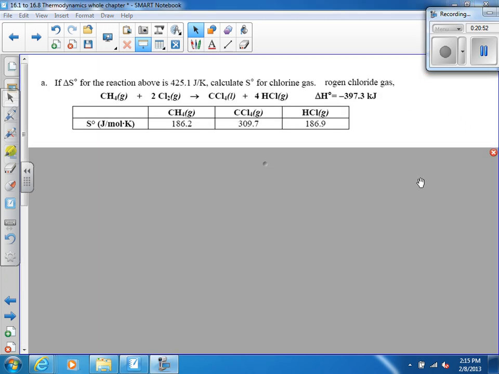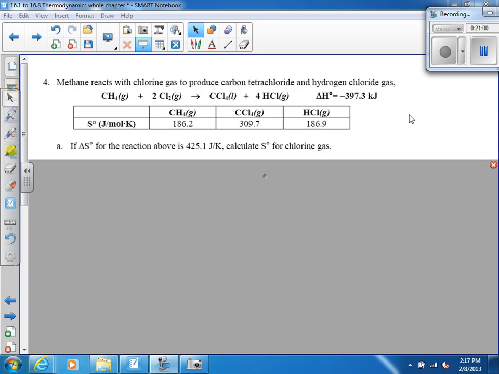Okay, another problem. If delta S for this reaction is 425.1 joules per Kelvin, calculate the standard entropy for chlorine gas. Remember, entropy is not 0 when you're not at 0 Kelvin. Entropy is only 0 at 0 Kelvin for pure elements in a crystal structure.